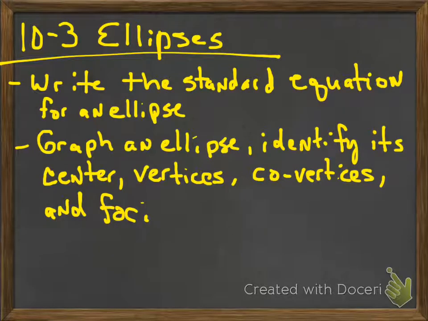Alright, so here we are with 10.3, ellipses. What we want to be able to do is write the standard equation for an ellipse and then graph an ellipse, identify its center, vertices, co-vertices, and the foci. And you'll find out what all that is.